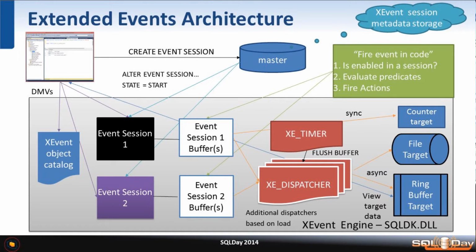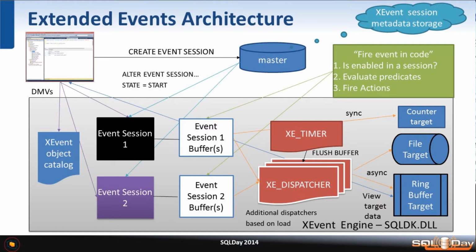So when we fire an event in the code, when we see a particular instrumentation point where we need to fire an event, we say, okay, is the event enabled in one of these sessions? Then we'll evaluate any predicates that you provided with it to decide whether we give it to you, because you had some sort of where clause. And then we'll go off and fire any actions that you specified with it.